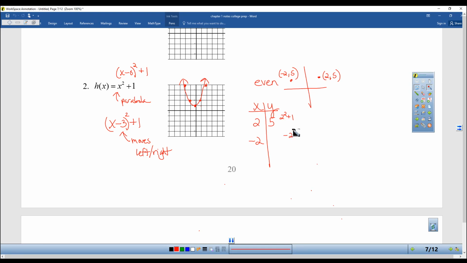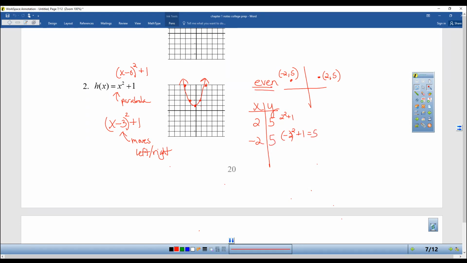Now, of course, if you don't use your parentheses, somebody's going to type that into their calculator, and they're going to get negative 3. And they're going to say, oh, not even. But you have to put parentheses because the whole thing is being squared. So it's not negative 3. I'm just going to erase it so nobody sees it. So 4 plus 1 is 5.